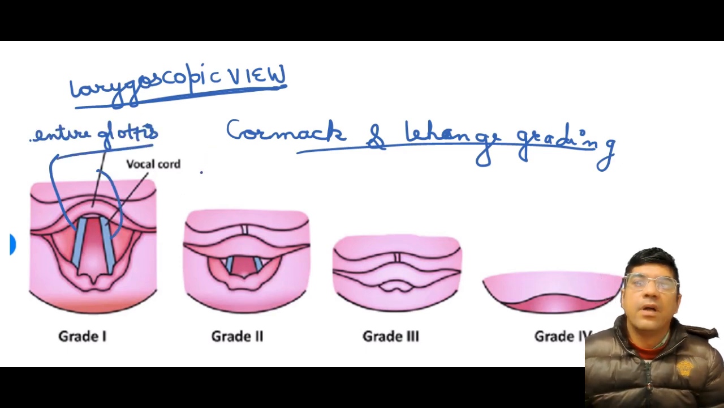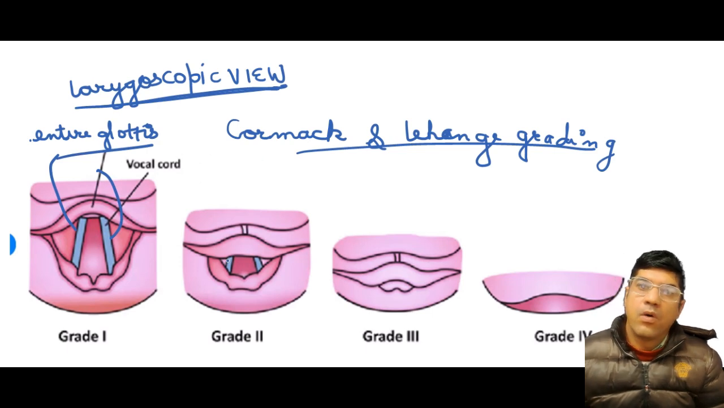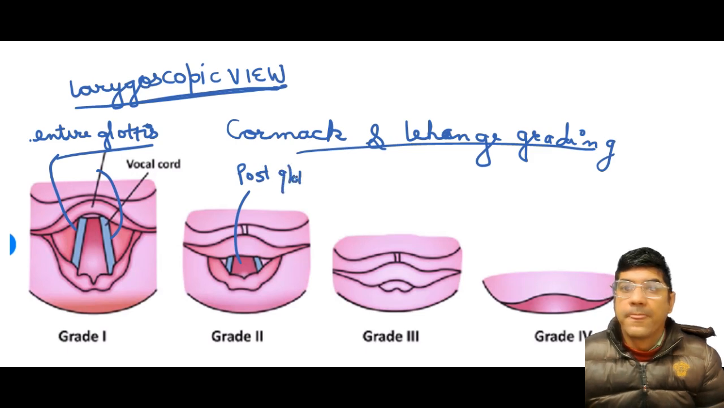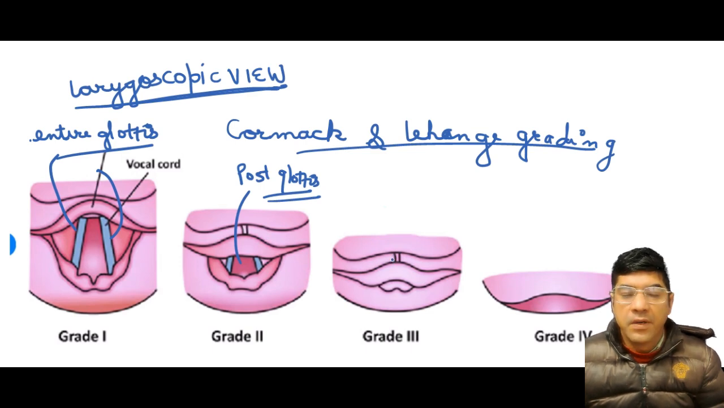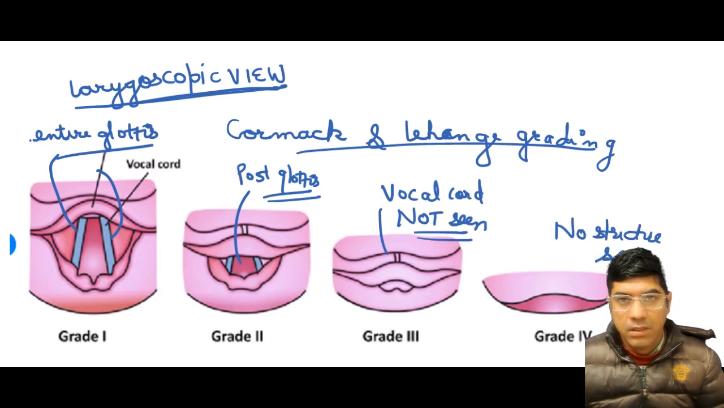Grade 2 is a visualization of just the posterior part of the glottis or only the posterior portion of the vocal cords. Grade 3, when only the epiglottis is visible, the vocal cords are not seen here. And grade 4, when no structure beyond the base of tongue could be seen. So these are the classification, the grading systems that are involved in airway blockage.